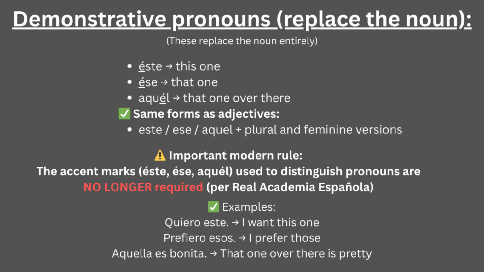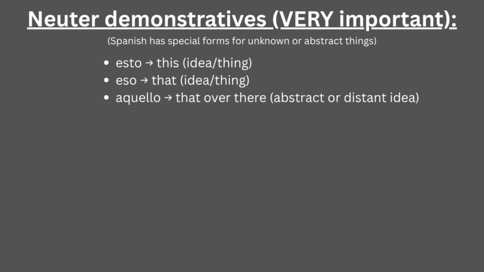Some examples are quiero este, prefiero esos, aquella es bonita. At the same time, Spanish also has neuter demonstratives. Esto, eso, aquello. Such words are used for unknown or abstract things.